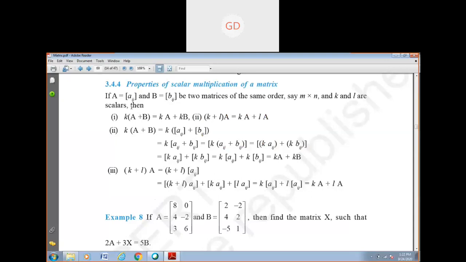for simplification, we can write it in this way: that is, k into A plus k into B. That means we have to multiply both the matrices by the scalar.